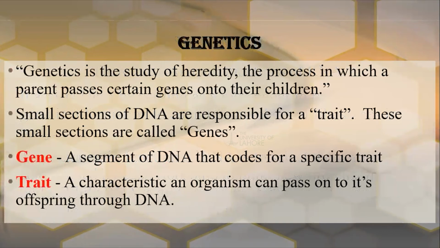So we have genetics. In genetics, we have the genes, we have the traits. A gene is a segment of DNA that codes for a specific trait, and the trait, a characteristic of an organism, can pass on to its offspring through the DNA. So what is the gene? That is basically the code for a specific trait. So you can see we have gene, and above gene we have trait.